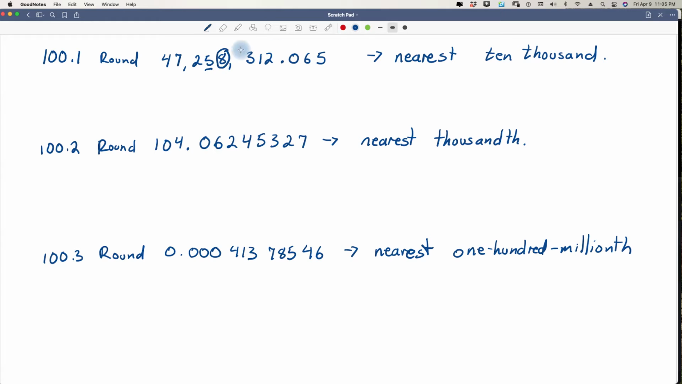We take all of this and we make it 1 and add it to this. And so the answer becomes 47,260,000. That's the answer. We just look at this number. If it's 5 or more, we increase this number by 1 and then rewrite the problem. Just rewrite the number. That's it. That's all we're doing.